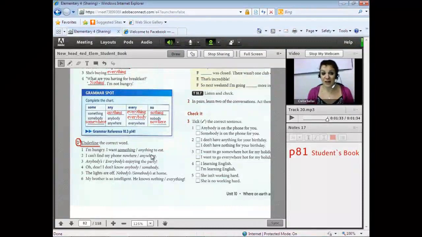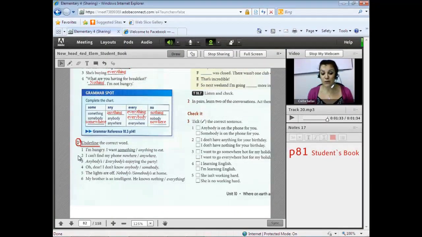Now let's check your answers together. So let's see number 2. I can't find my phone anywhere. That's right, anywhere. And why? Is that the correct answer? Because this is a negative sentence. I can't find my phone anywhere.